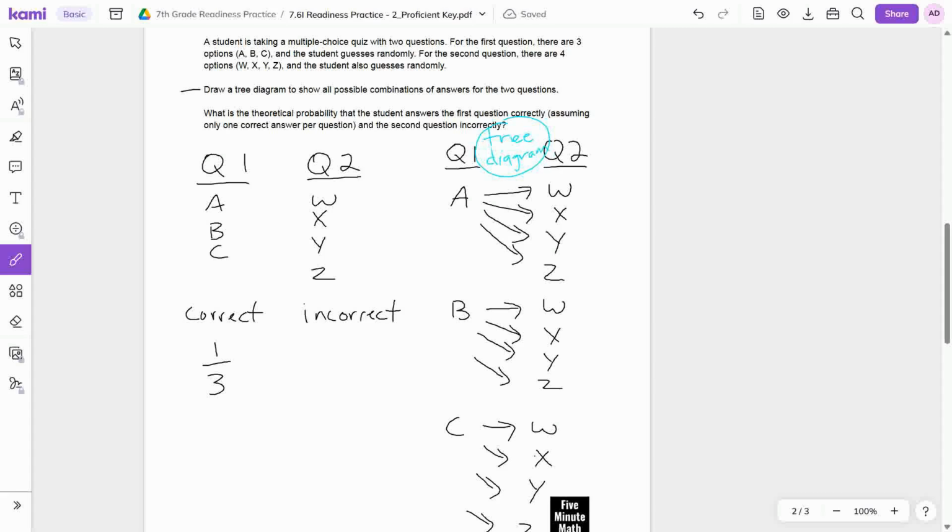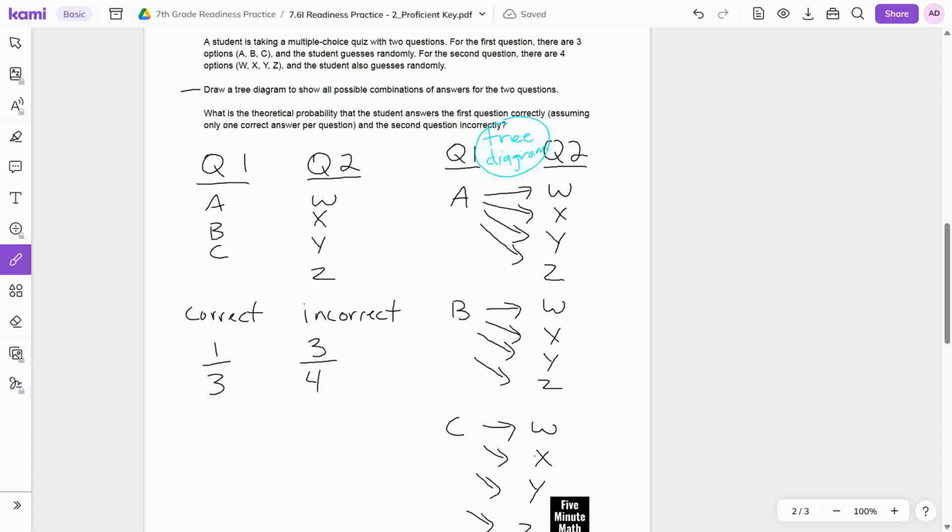Now, if I want to get the second question incorrect, this is a multiple choice problem, so there's one correct answer. So how many incorrect choices are there? Well, I've got 3 incorrect choices, and then I've got 4 possible answers. So I'm obviously much more likely to get an incorrect answer on question 2 than I am to get a correct answer on question 1.